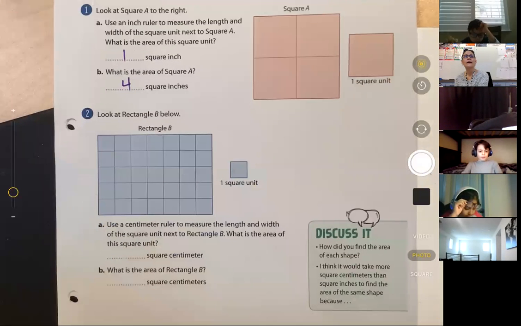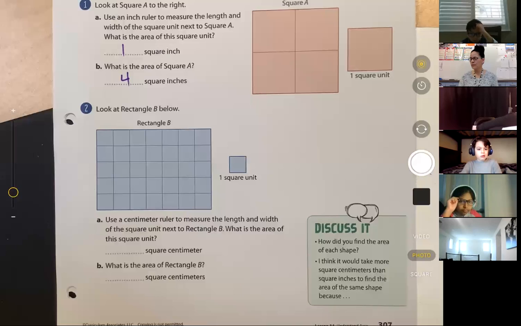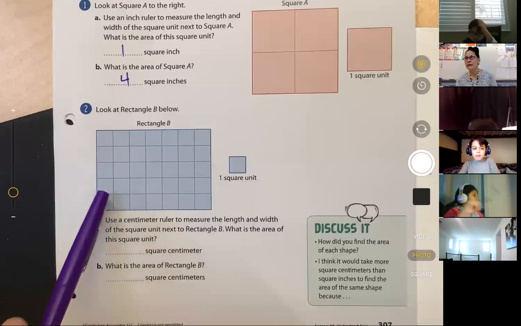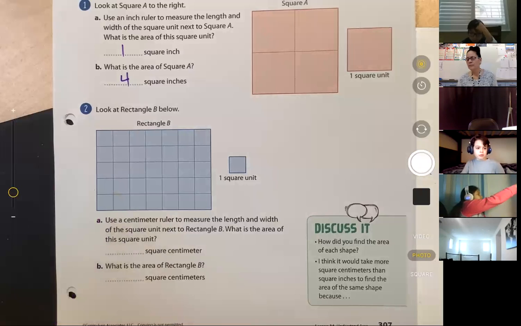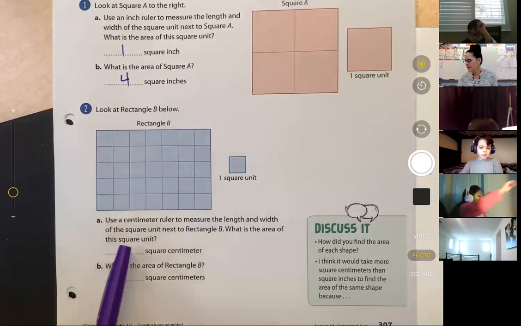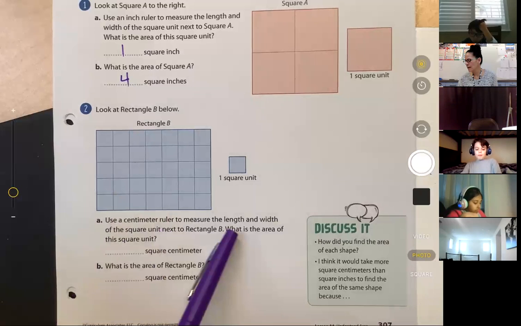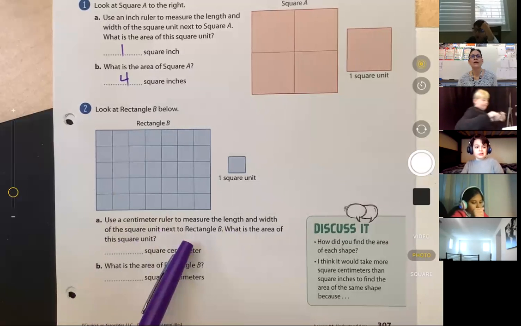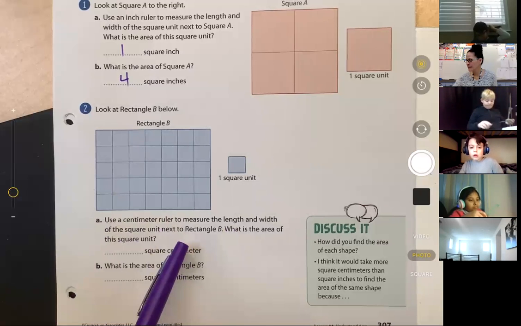Let's take a look at number 2, and it says to look at this rectangle below. We're going to call it rectangle B. And it says to use a centimeter ruler to measure the length and width of the square unit next to rectangle B. What is the area of this square unit?